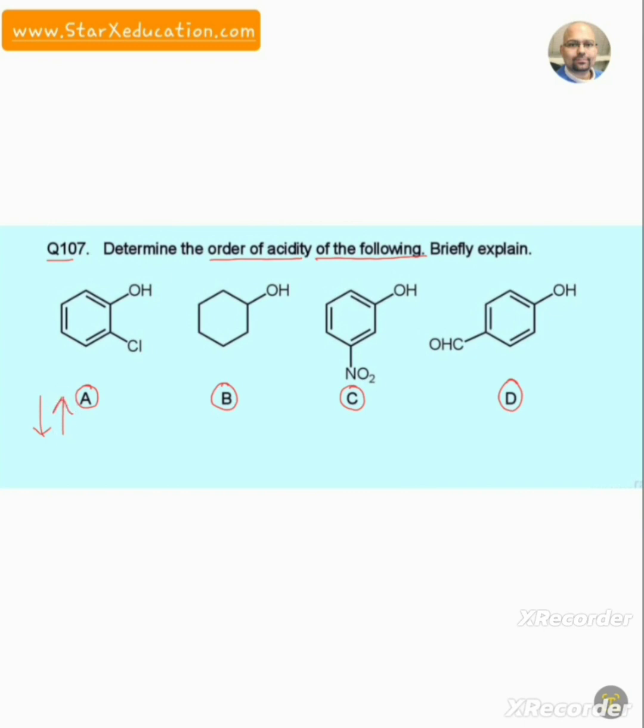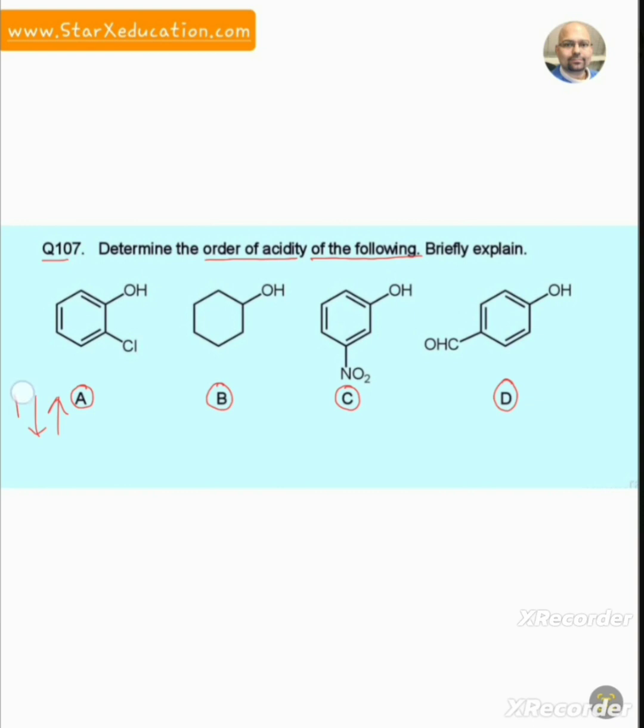A conjugate base is the species that is formed when a proton is taken off from the acidic group. So here this OH bond is polar, so this bond breaks, the base takes the proton, and the remaining structure is the conjugate base of that acid. The first one's conjugate base is orthochlorophenoxide ion.